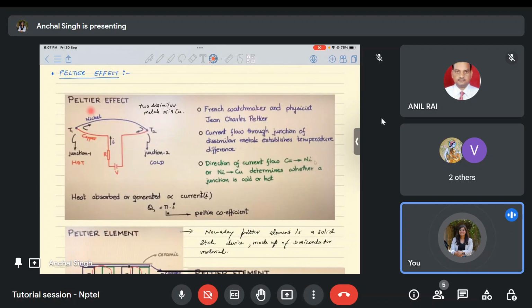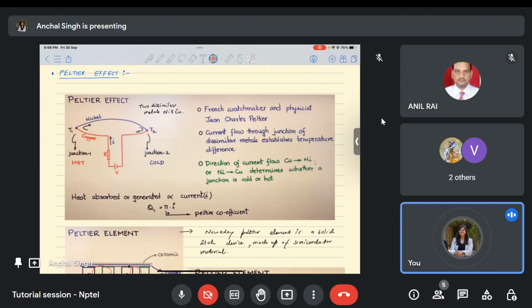So what is the basic principle of this device? If you consider two dissimilar metals, suppose nickel and copper, when you connect these two metals, there will be a junction point. When you apply some voltage and make current flow through these terminals, then you will observe that at one junction it is a hot junction, and the other junction becomes a cold junction. Depending on the direction in which the current is flowing, it becomes hot or cold. But it always has this temperature difference.